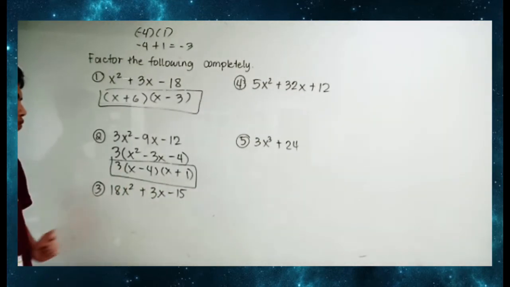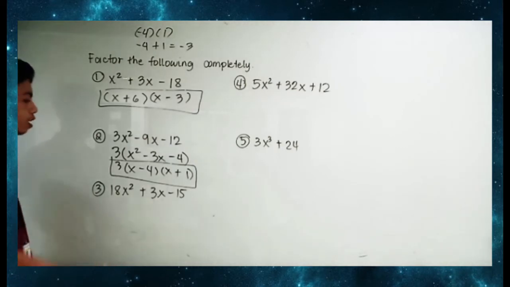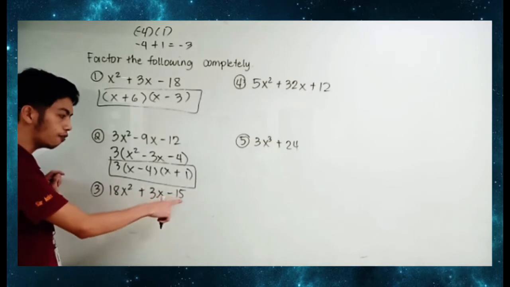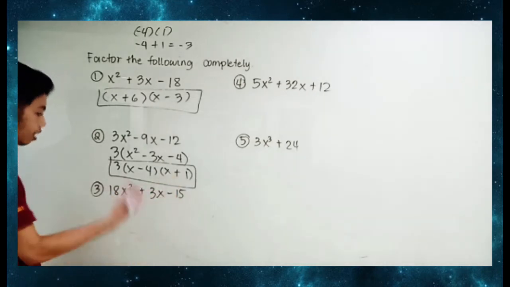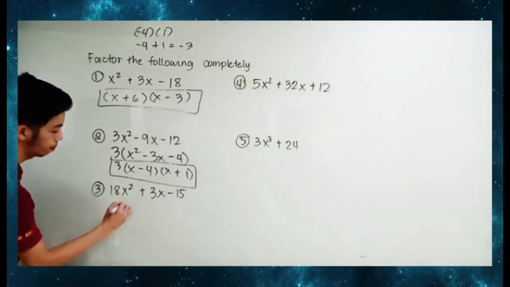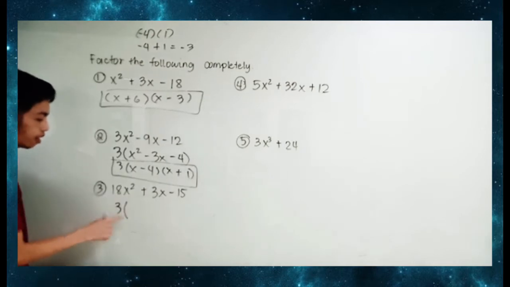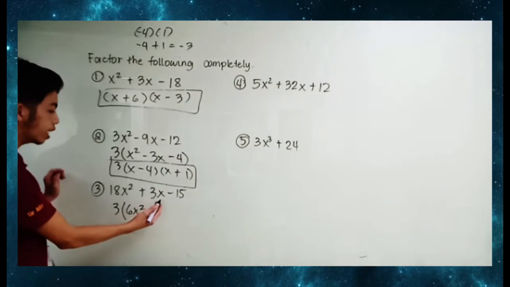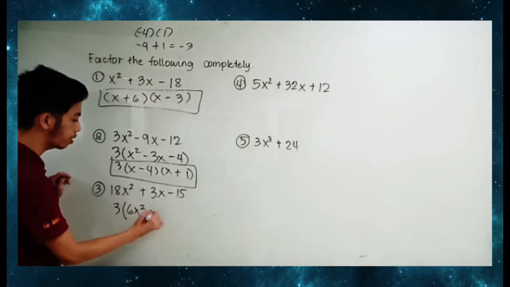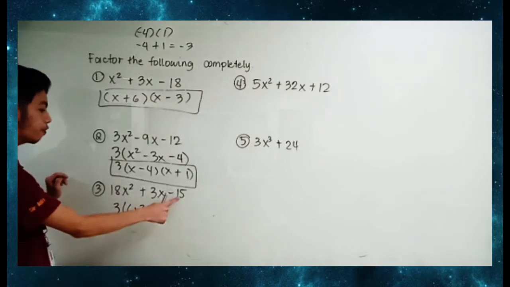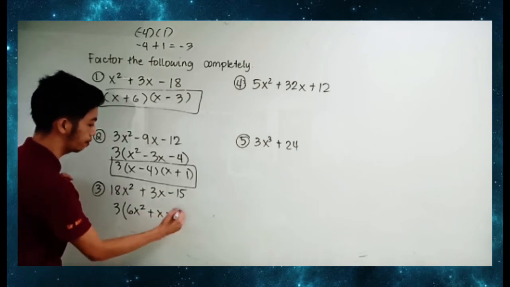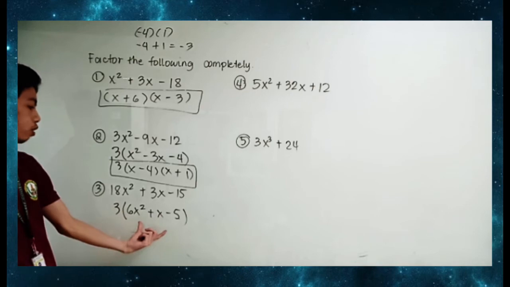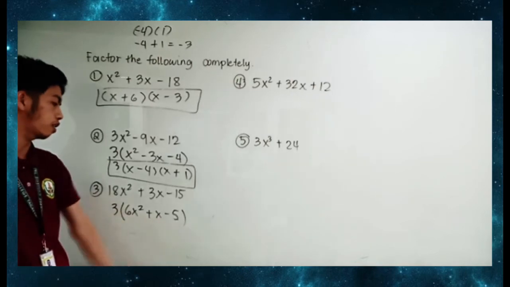Okay? Ano yung common factor? 3 ulit. So, dahil divisible sa 3 ang 18, divisible sa 3 ang 3, ang 15 divisible din sa 3, i-divide mo. So, 3. 18x squared divided by 3, that is 6x squared. Positive 3x divided by 3 is positive x. And negative 15 divided by 3 is negative 5. Okay? So now, isipan mo ito ng factor. Itong 6x squared plus x minus 5.